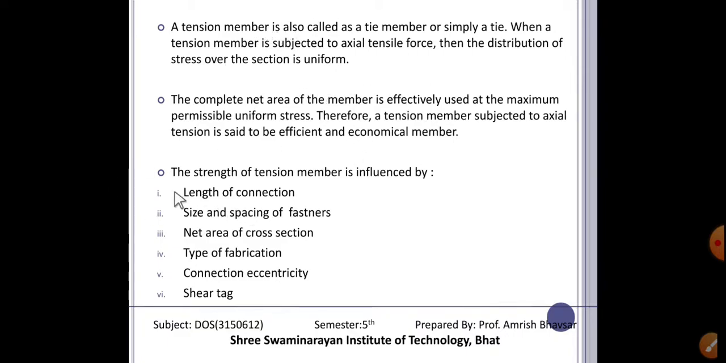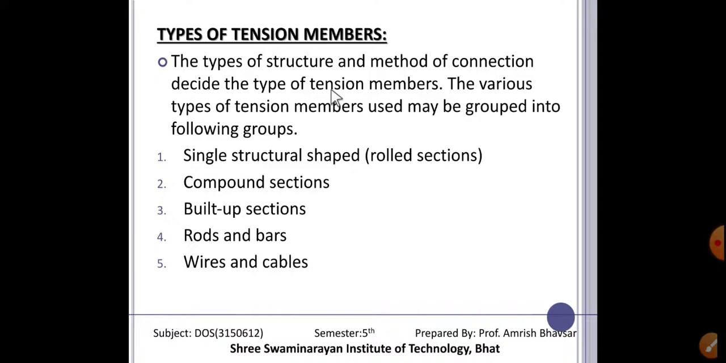Clear? Now the strength of tension member is influenced by length of connection, size and shape of the fastener, means bolt, net area of cross section, type of fabrication, connection eccentricity, shear lag. Now the most important thing, that is type of tension member. Which type of tension member are we going to take in our design?